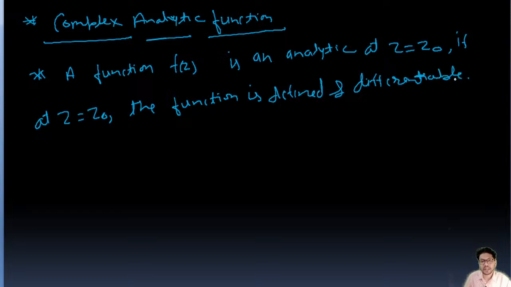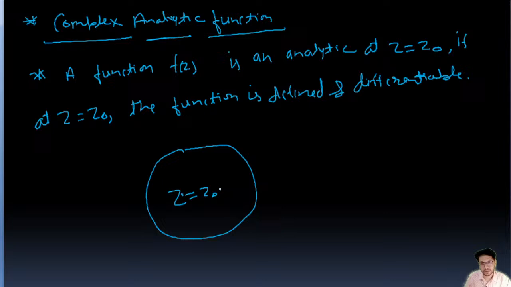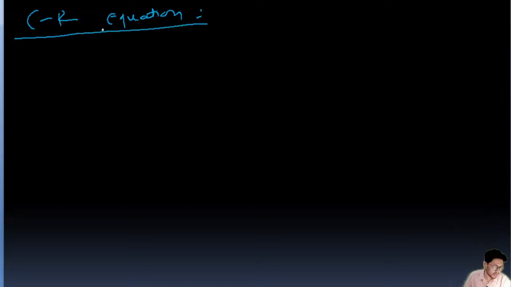A function f(z) is called analytic if at z equal to z naught it is defined and differentiable. I'll write the Cauchy-Riemann equation, the CR equation, as we call it. The CR equation for analytic functions is very important, and we will solve many questions on it, which are asked in CSIR NET, GATE, and other exams.